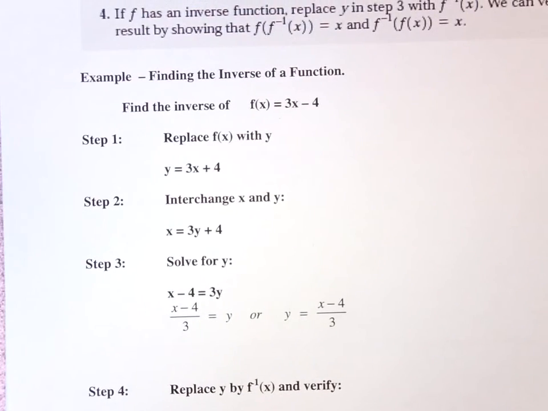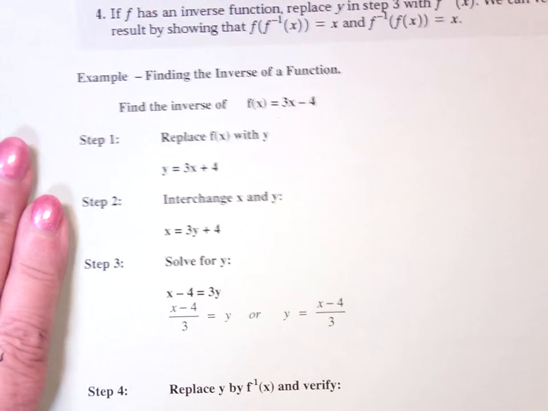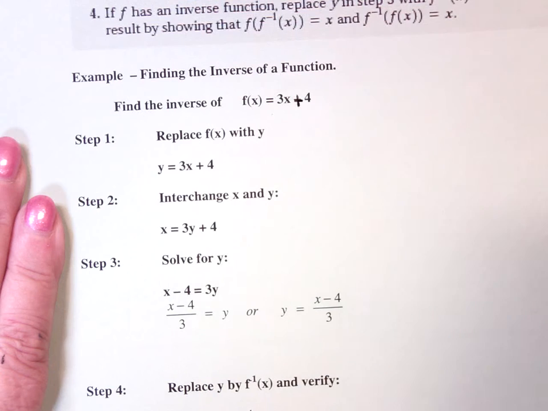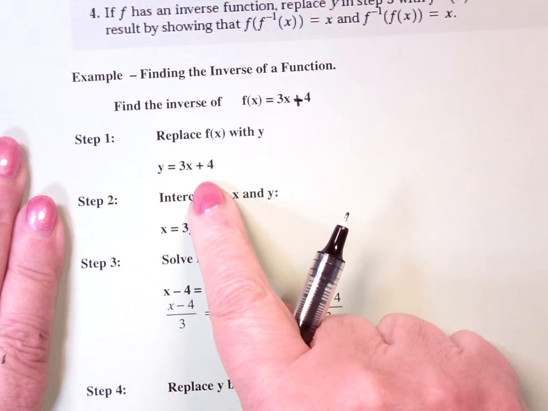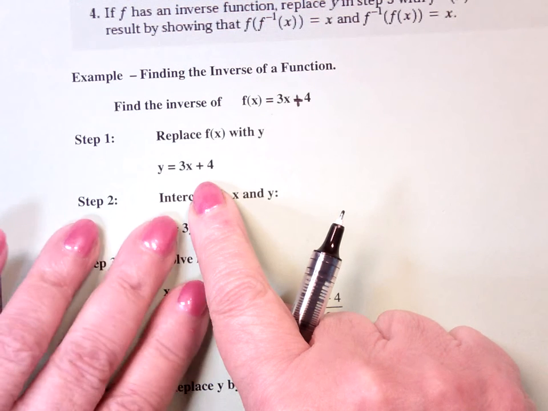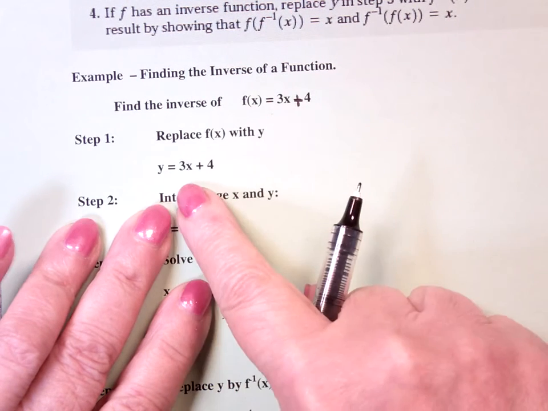example worked out. This find the inverse, this should be 3x plus 4. You can see that down here when it's been rewritten. It says find the inverse of f of x equals 3x plus 4. Replace f of x by y, so y equals 3x plus 4.